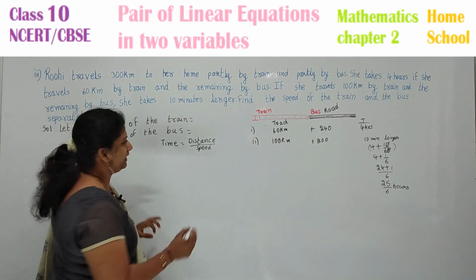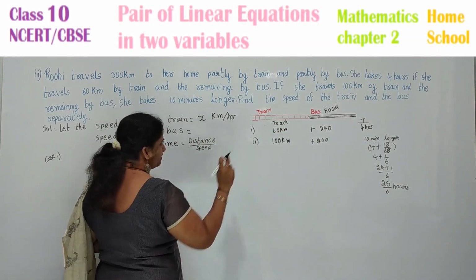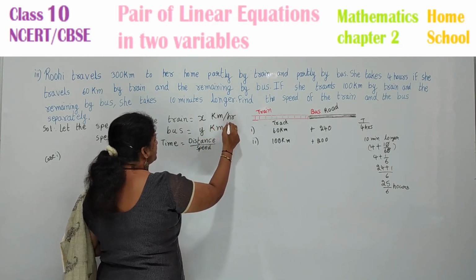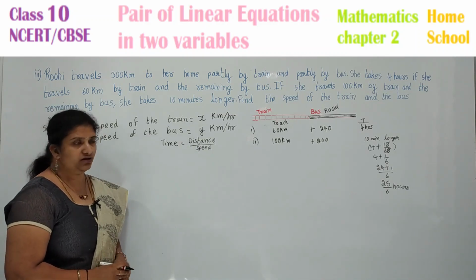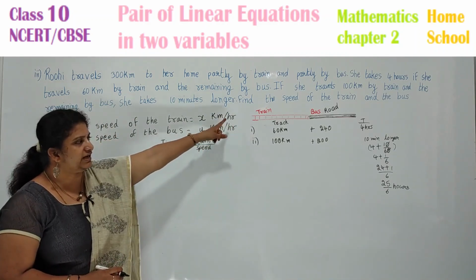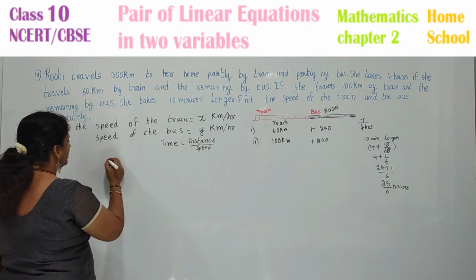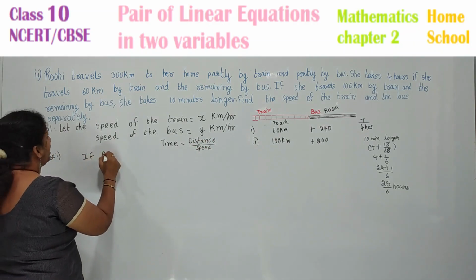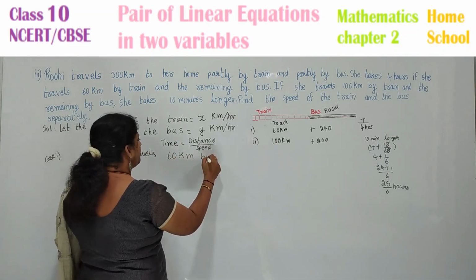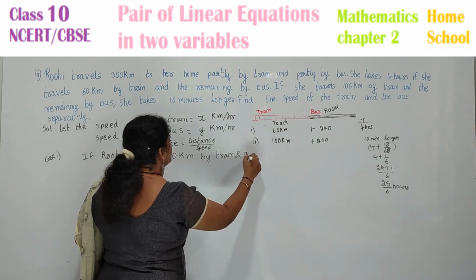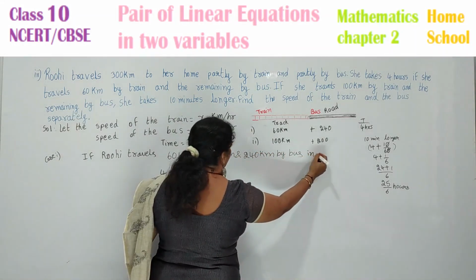Let the speed of the train be x kilometers per hour. Let us assume. What is the speed of train, children? x kilometers per hour. Speed of bus, y kilometers per hour. Now we are talking about the time. We know time is equal to distance by speed. So let's start this case, children. 60 kilometers by train means 240 kilometers by bus and time taken is 4 hours. Now write this. What is the first case? If Ruhi travels 60 kilometers by train and 240 kilometers by bus in 4 hours.